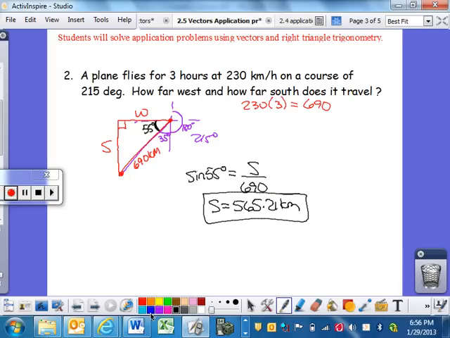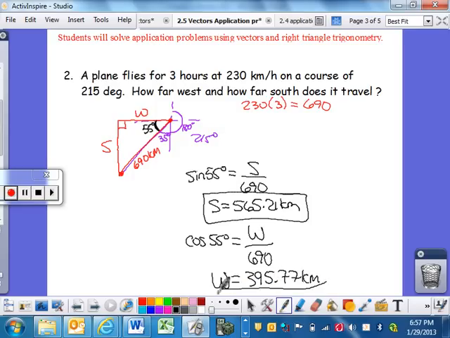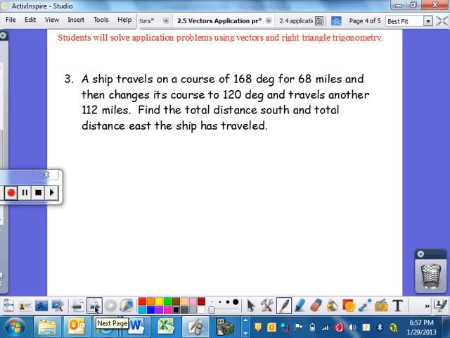To find my west direction, that's the adjacent over hypotenuse, so I'm going to say cosine 55 degrees equals the west direction divided by 690. So west equals, if you multiply 690 to both sides, 395.77 kilometers if you calculate that on your calculator. So you might want to practice that, okay? So questions on any of that, please feel free to come find me in the classroom. Okay? The last one, this one gets a little bit tricky. And I know you guys are going to have fun with this in class once I have you do this.